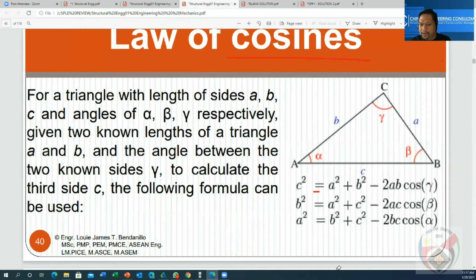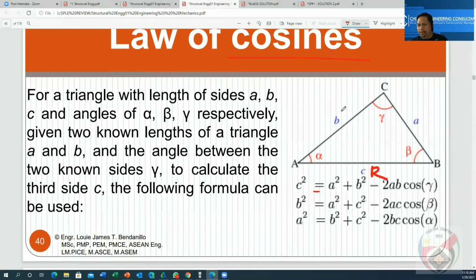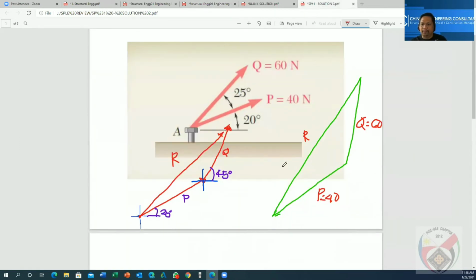Okay? So, dito sa cosine law, for example, ito yung R natin. This is P, this is Q. So, R is the unknown. P and Q are given, and this gamma we can solve for, so we can solve for R. So the formula is C squared equals this formula. Okay? So, balik tayo dito. Given yung P, given yung Q, these are the two sides, and this is the opposite side.